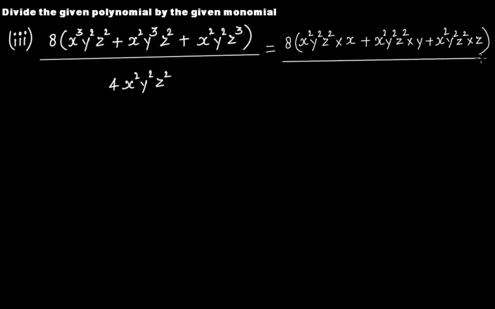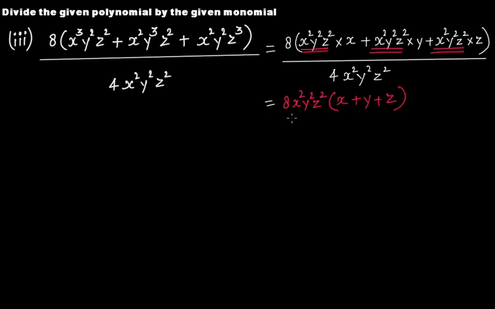So now the denominator is 4x squared y squared z squared. From the numerator, if you take the common factor, x squared y squared z squared, which is common in these three terms, and take it out, you get 8x squared y squared z squared, and within the bracket you have x plus y plus z. Applying the distributive property of multiplication over addition, we have this, divided by 4x squared y squared z squared.